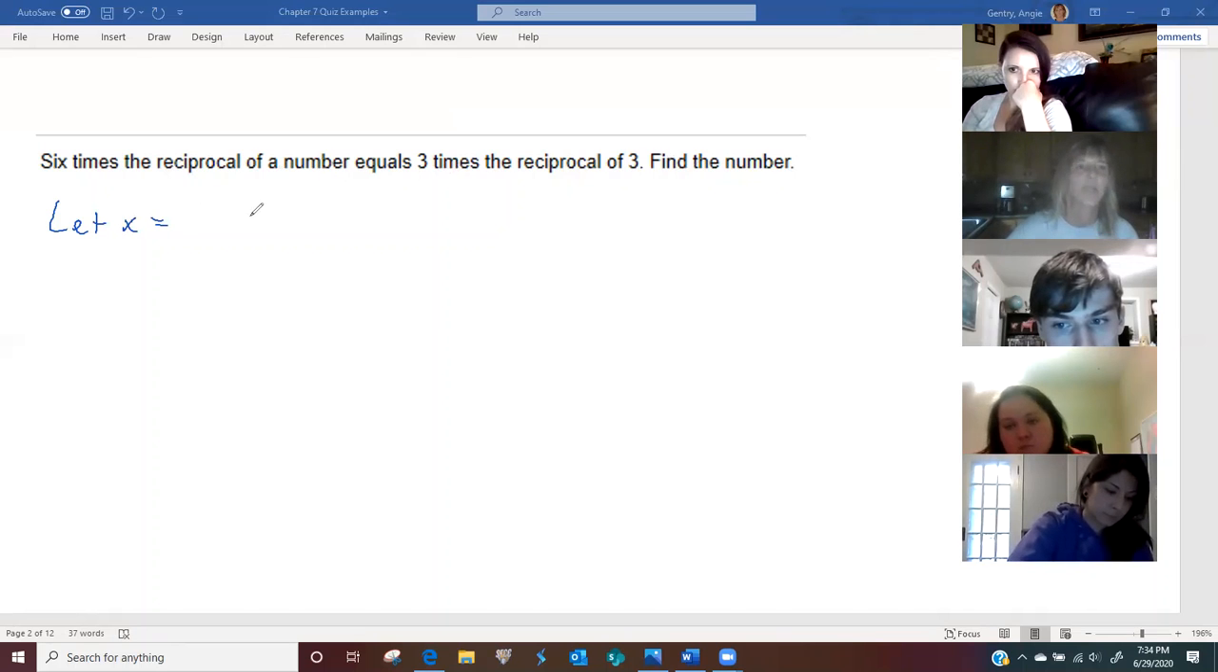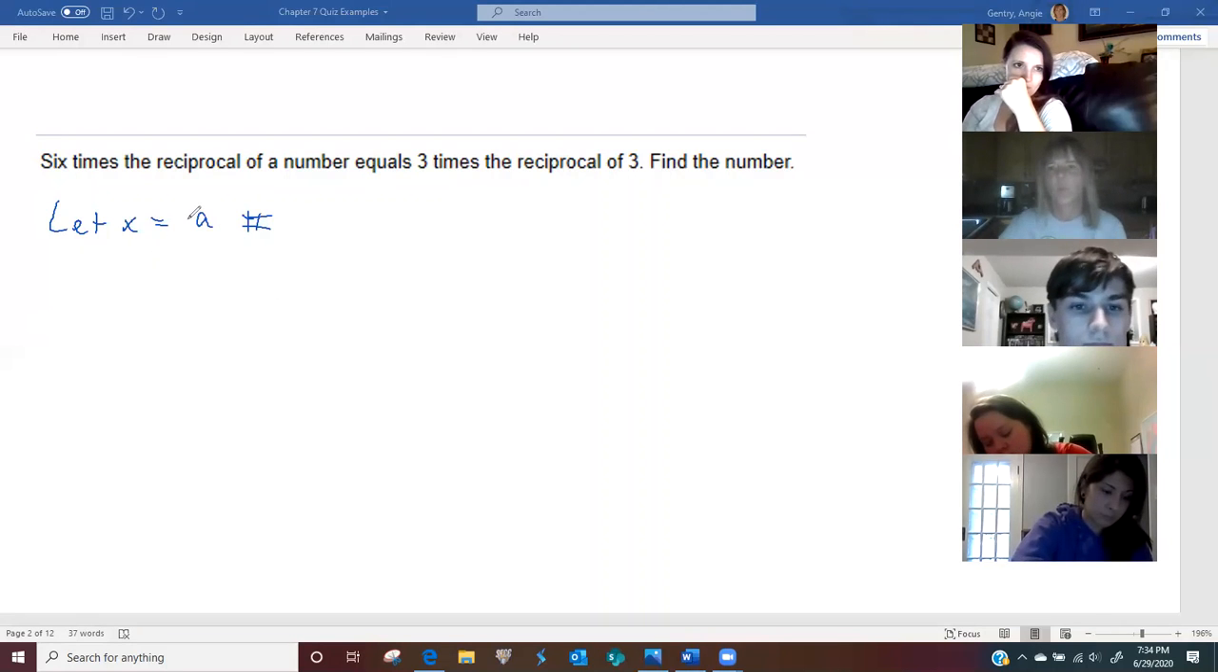So you let x be. Then you say, what am I looking for? Oh, at the end it says find the number. So let x be a number. Before, on some of the word problems, I said let x be the last word of the first sentence. That's not going to work on these.